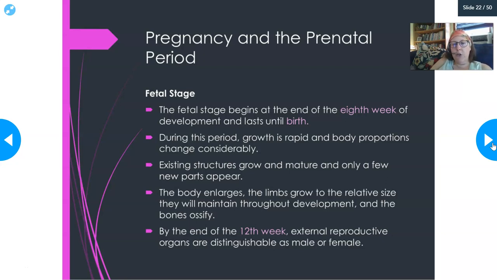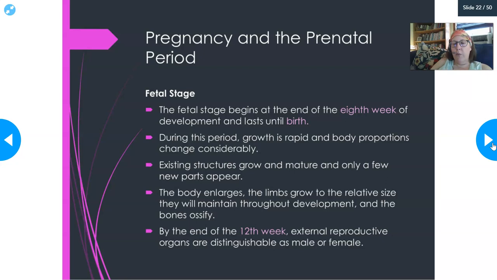The existing structures grow and mature, and only a few new parts appear. So everything was formed during the embryonic stage. The body enlarges, the limbs grow to the relative size that will maintain throughout development, and the bones ossify. So when the bones are initially formed, a lot of them are formed out of cartilage, and then that has to be slowly replaced by bone, and so this whole process is going on right now.